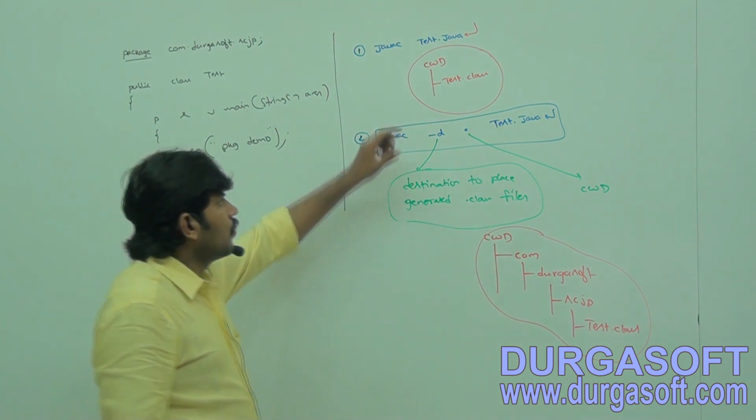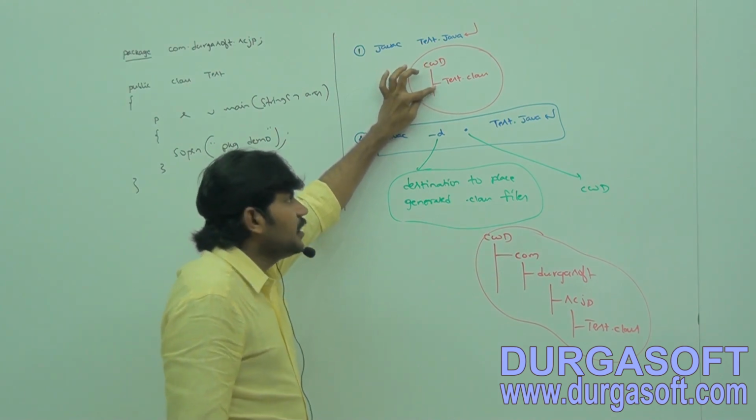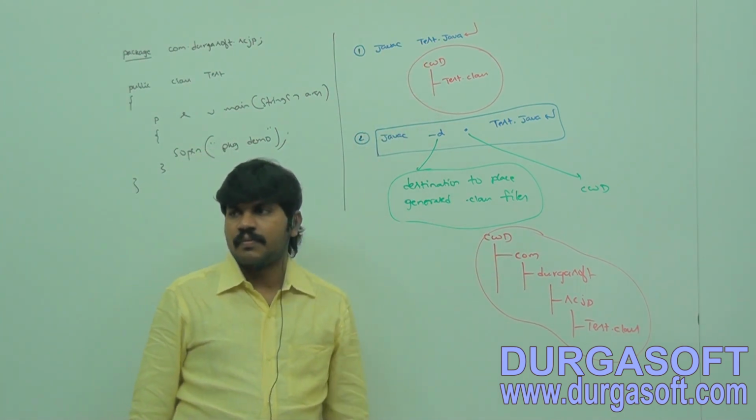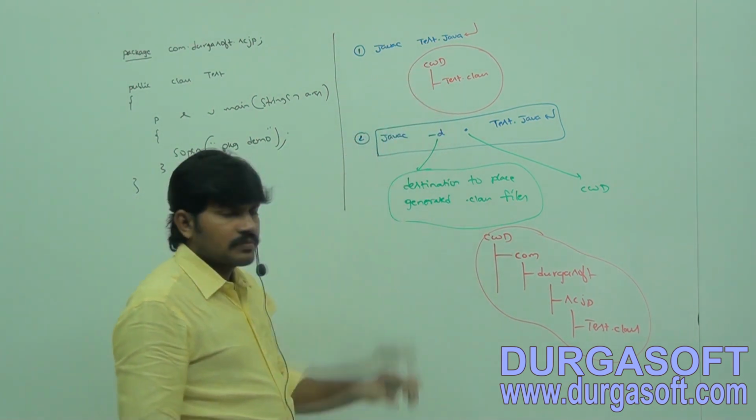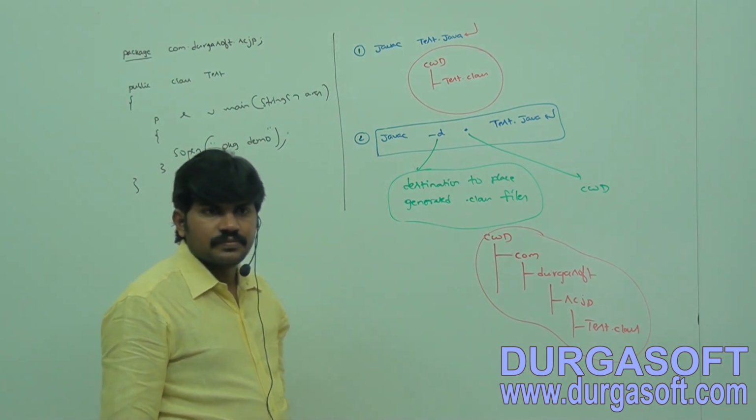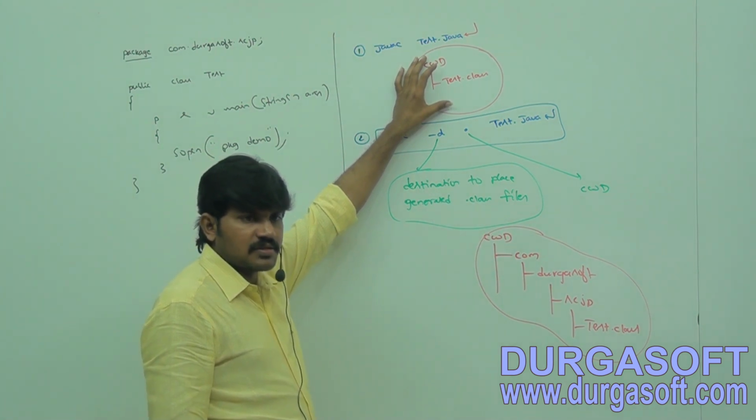Now, better to take this diagram. Current working directory, and in that, Test.class. Have you completed, right? Current working directory, Test.class.